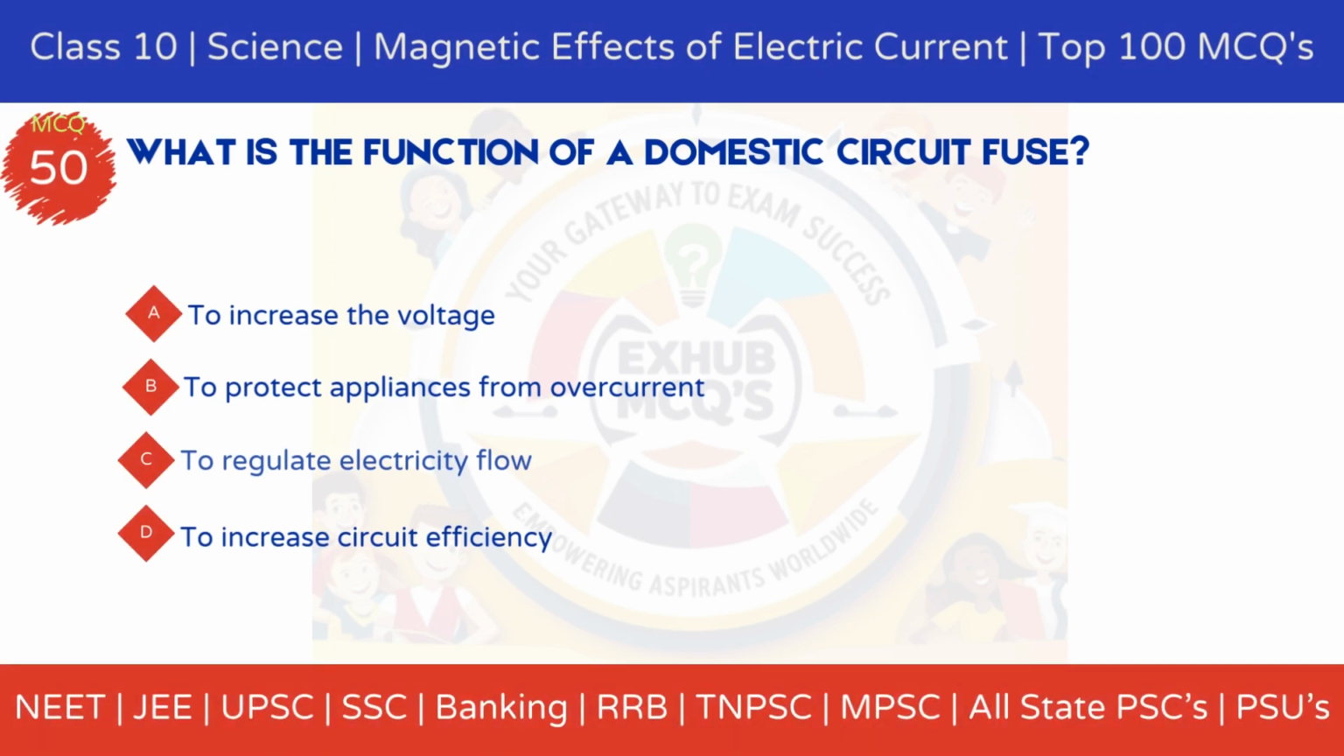M50. What is the function of a domestic circuit fuse? Option A, to increase the voltage. Option B, to protect appliances from overcurrent. Option C, to regulate electricity flow. Option D, to increase circuit efficiency.